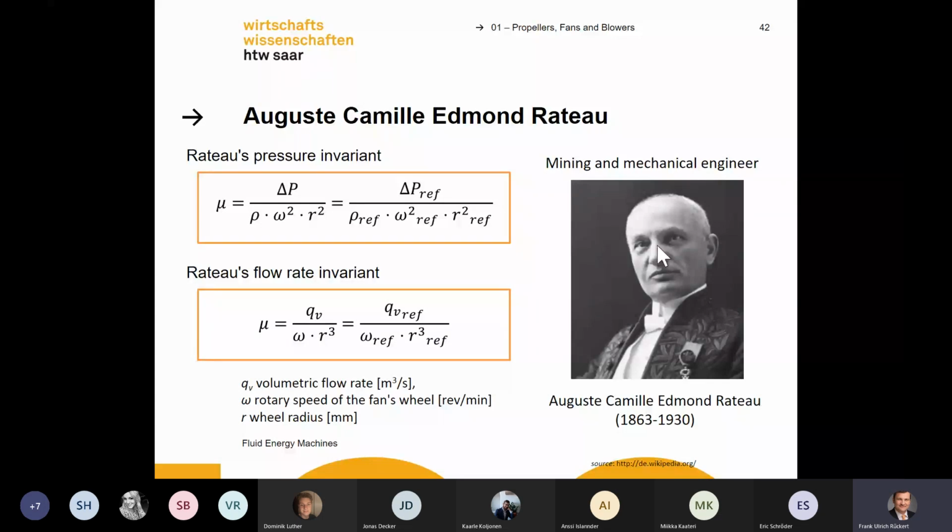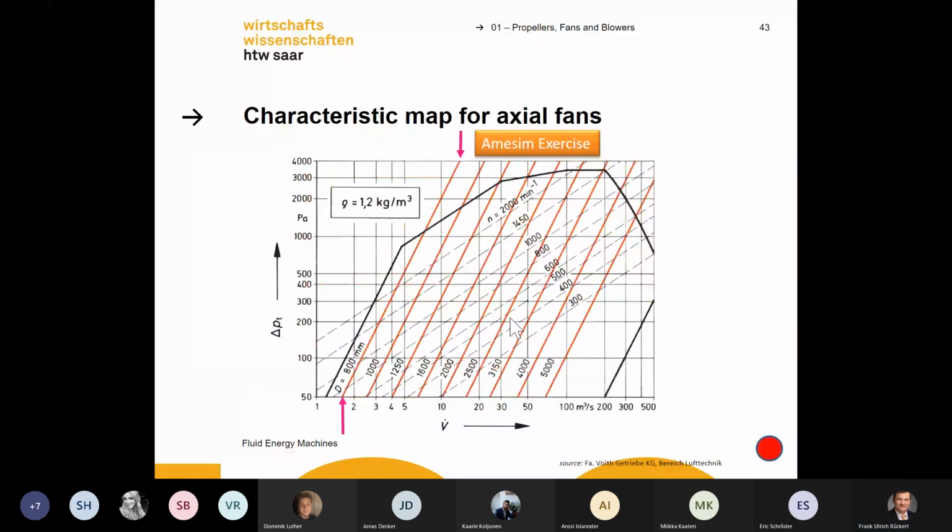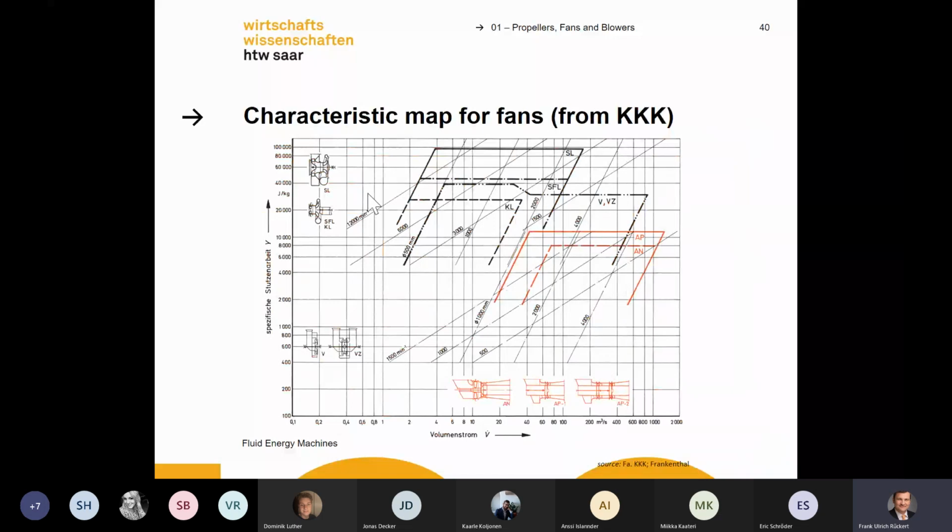So they invented a lot, and this was a famous mining and mechanical engineer, and he also founded a big company, and today it's known as Alstom, and they build trains and subways and a lot of mining facilities up to now. And he formulated here this flow rate invariant. Okay. It's also a map, it's the same map as this map. It's really similar to this map.